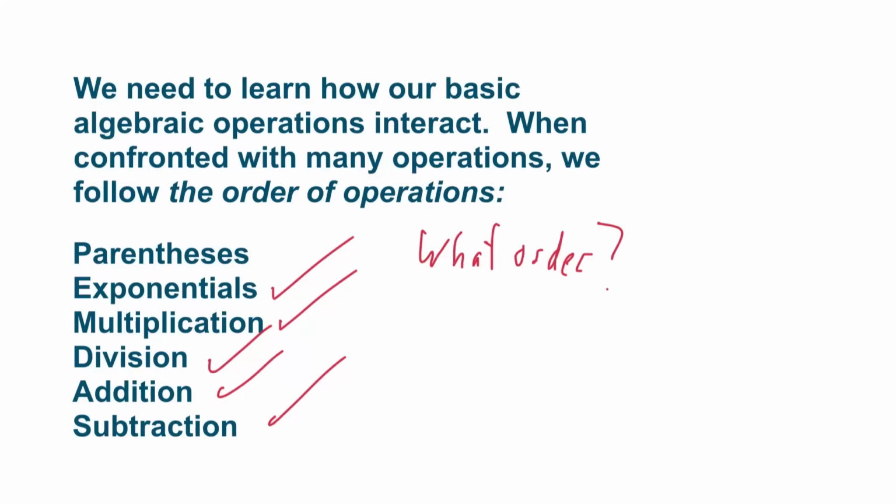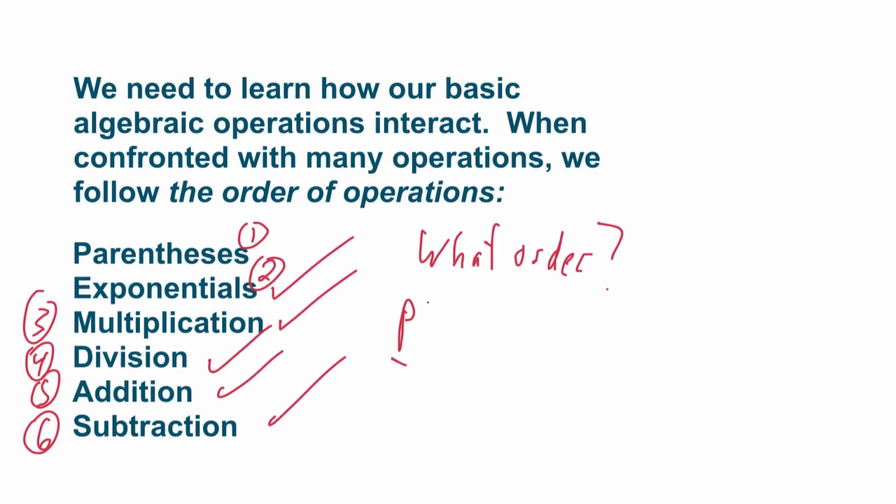It goes like this. We start with anything in parentheses. Then we move on to anything that's being exponentiated. Then we do multiplication followed by division, and lastly addition followed by subtraction. So PEMDAS.